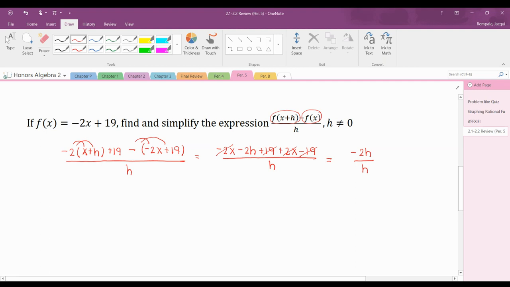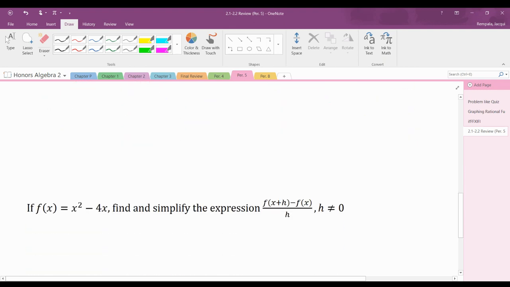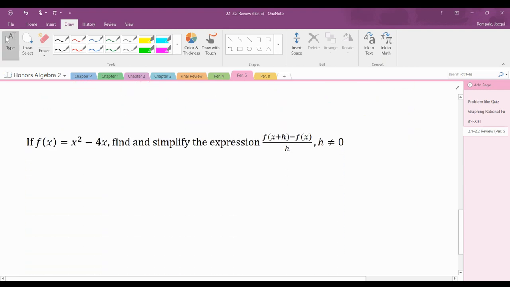And because you've got one term on the top and one term on the bottom, I see that they have something in common. They will divide. And so it looks like my final answer is -2. Let's take a look at another one. So we're using the same definition because this is the difference quotient. Now here's my function, f of x equals x squared minus 4x.